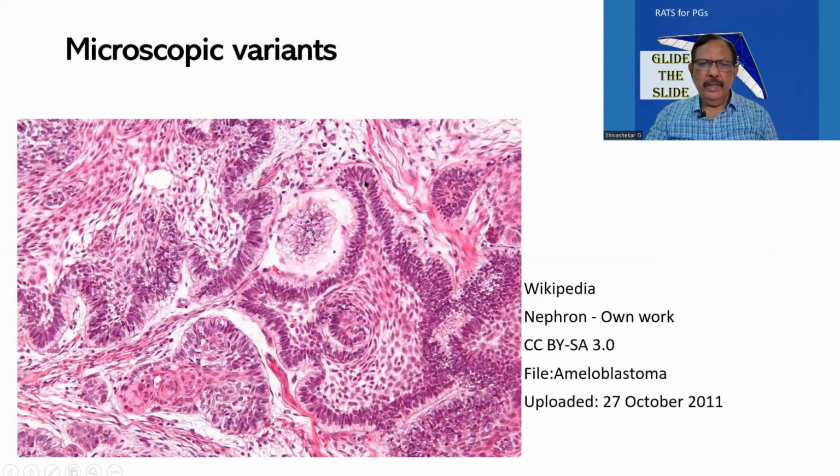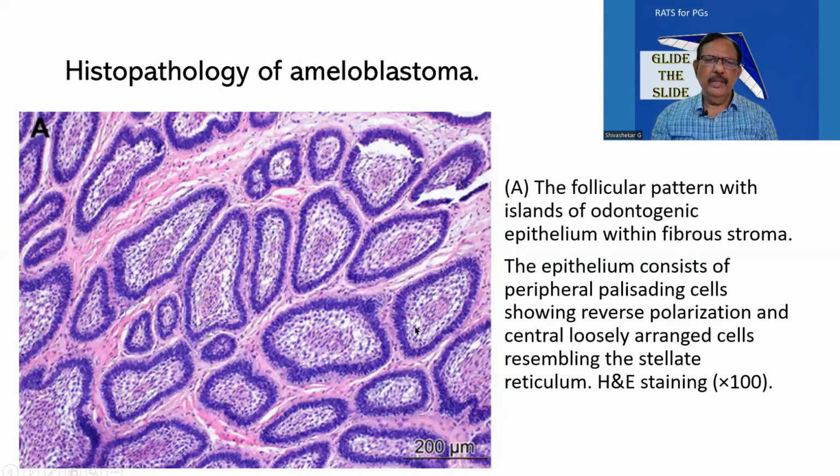See, one thing is clear now: the parallel arrangement of the epithelium. This is called a palisading arrangement. And there is a loose reticulum. My professor used to call it a stellate reticulum, with, say, star-like cells. This can again be a pattern, the follicular pattern.